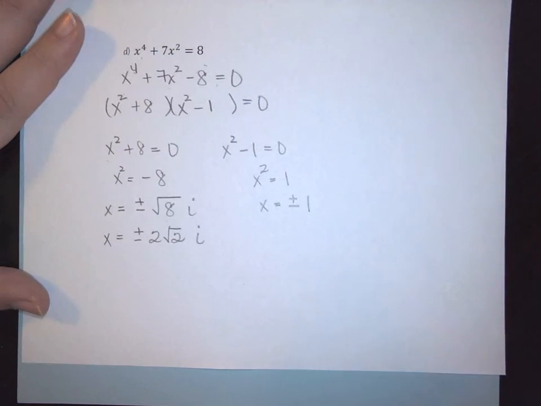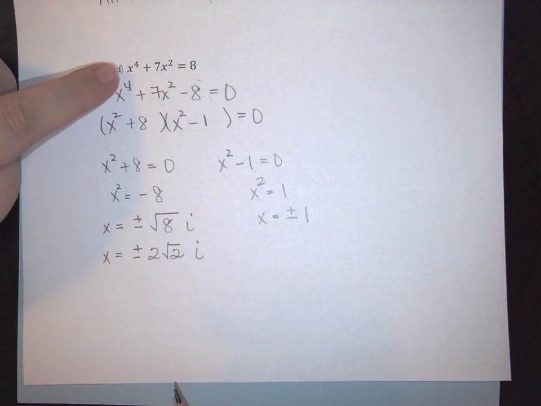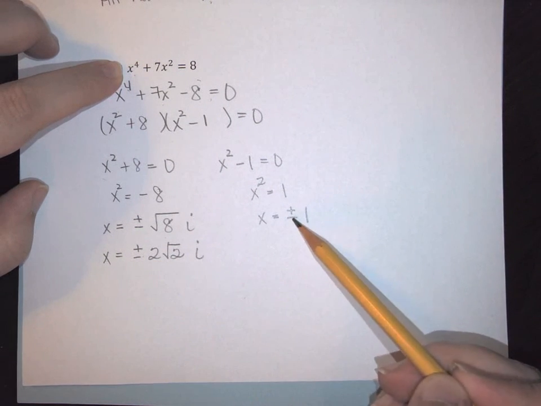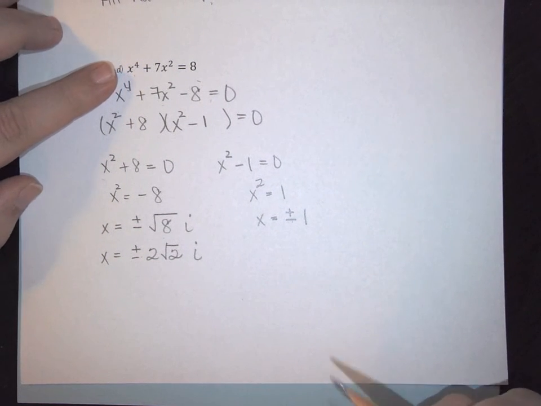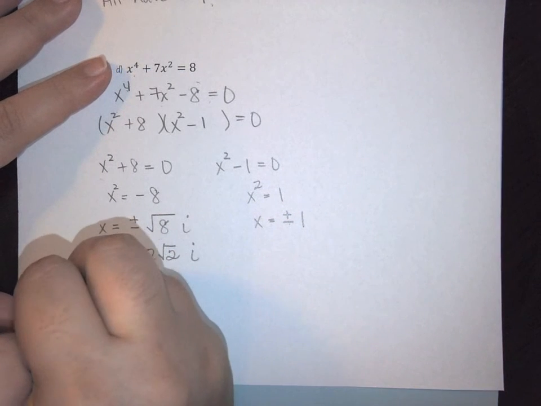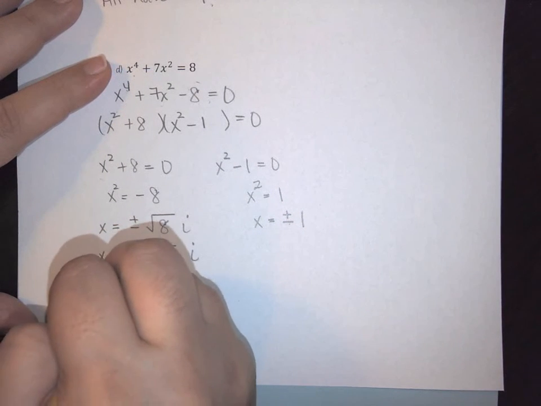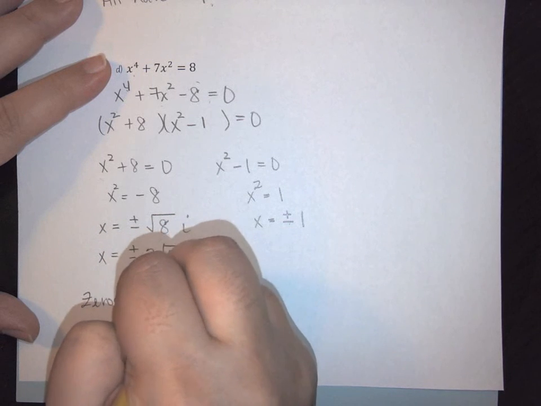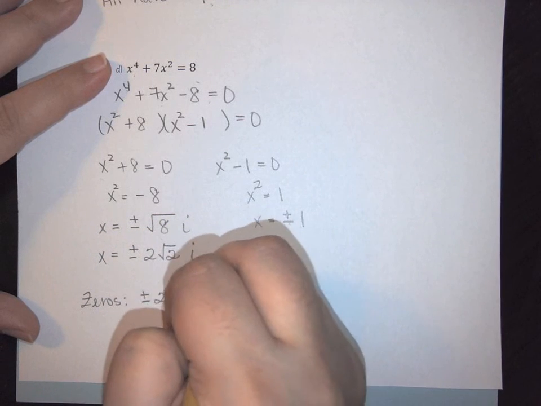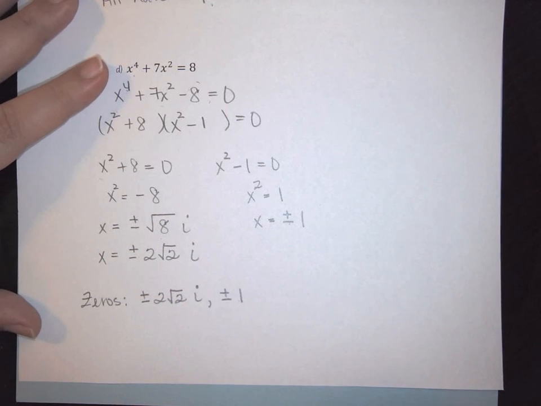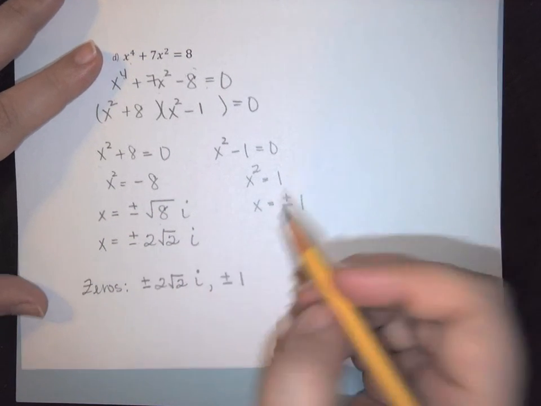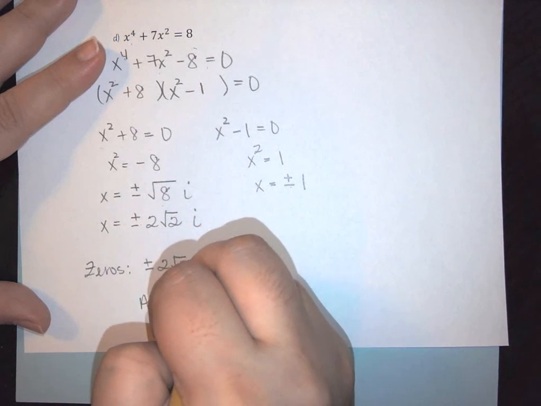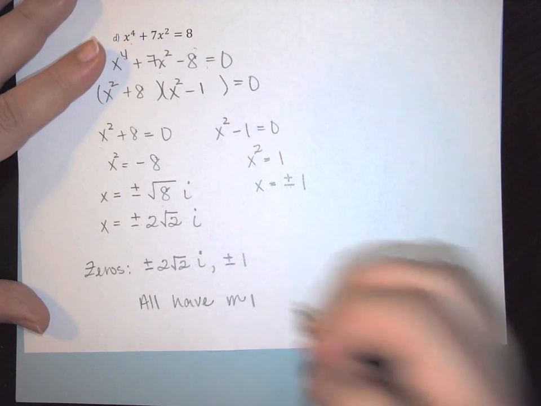Now, if you notice I started with x to the fourth, it means I should have 4 zeros. So 1, 2, 3, 4, I have them all. In this case, again, my zeros are plus or minus 2 square roots of 2, i, and plus or minus 1. Again, because they only occur once, I have a multiplicity of 1.